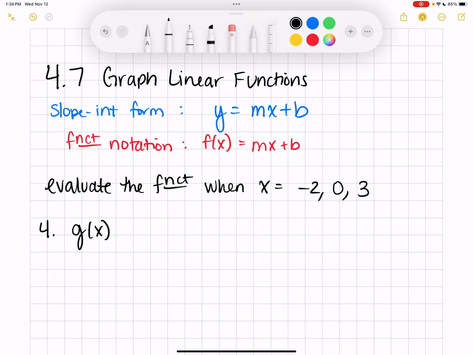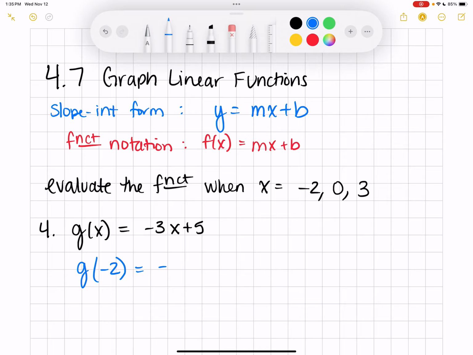Okay, it's function notation. g of x is equal to -3x plus 5. So we're evaluating this for x being -2, 0, and 3. So I'm plugging those numbers in for x. The function notation way to write this is to say g of -2. That means that anywhere in my equation that I see an x, I'm going to plug in a -2.